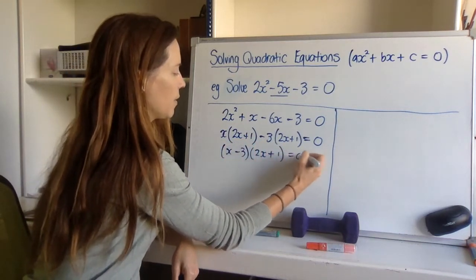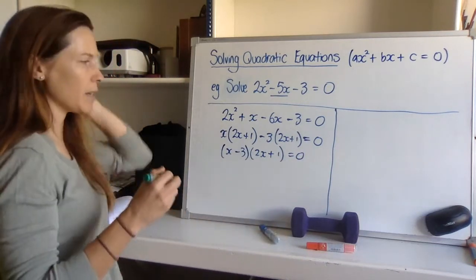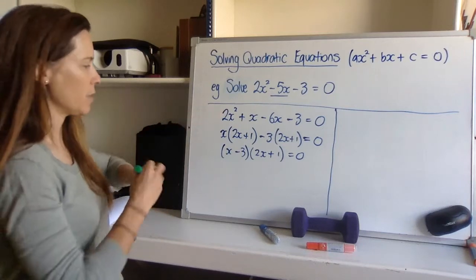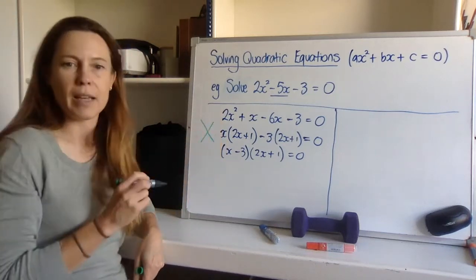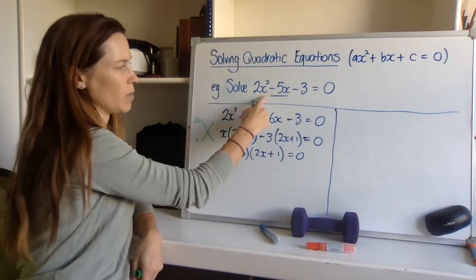And I get this line. Now, if you'd used the cross method, let's just do that over on the side here, then instead of these two lines, you would have just drawn up a cross and said, right, I've got 2x and x, that's what I need to make my firsts.